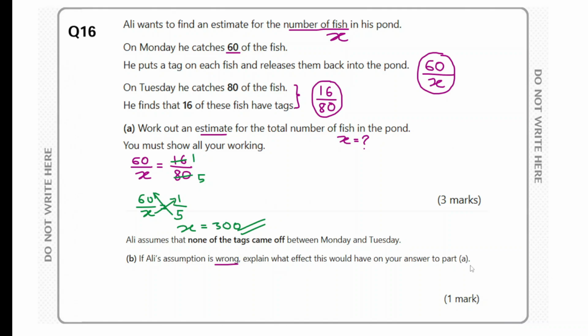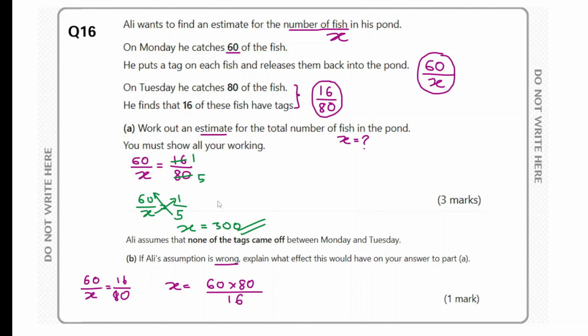to part A. Now, when we did the calculation, this is something that students sometimes get a bit muddled up, so let's very carefully discuss this. Now, let's get an expression for X. So 60 over X is equal to 16 over 80. Let's make X the subject here. Bring X here, 80 here. X is equal to 60 multiplied by 80 divided by 16.